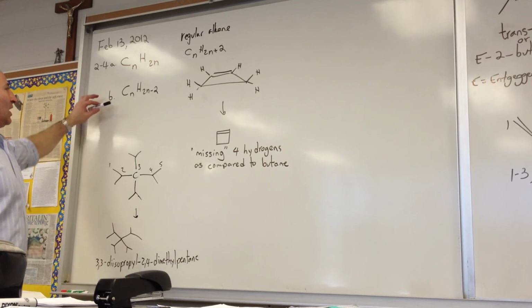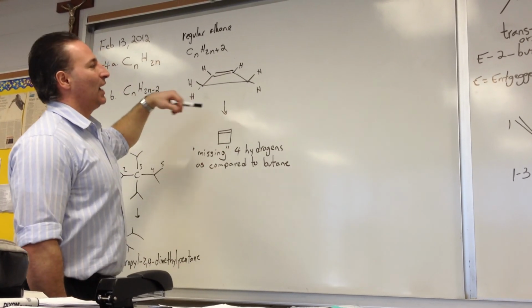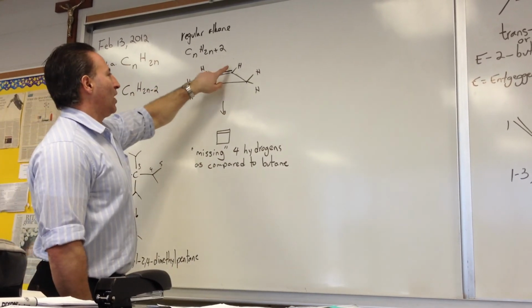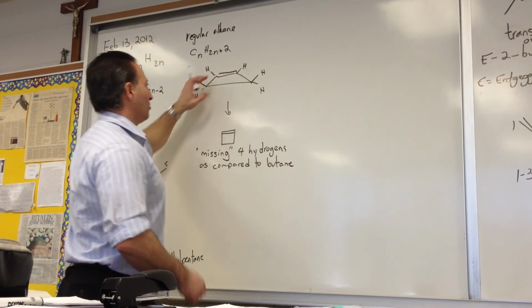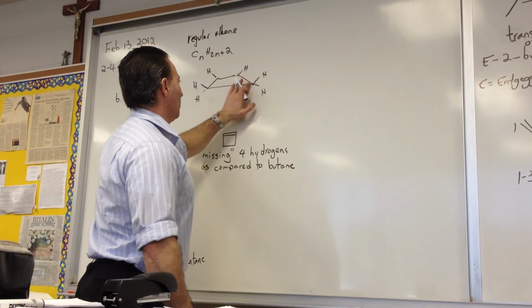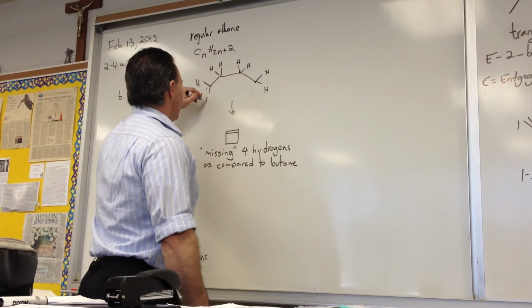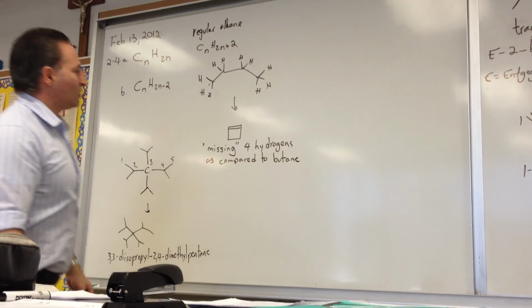In the next question, they ask, what would be the general formula for a cycloalkene? Now, in the cycloalkene, not only have you removed two hydrogens to form a double bond, as compared to the regular butane molecule. Say we had drawn a butane molecule. There would be hydrogens over here, 3 hydrogens on the terminal end. So it would be C4H10.